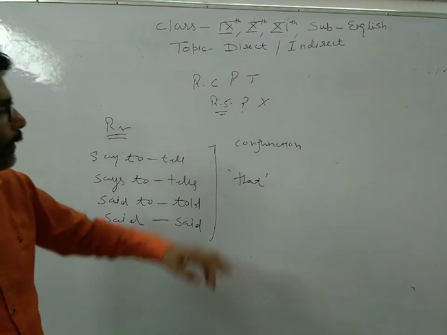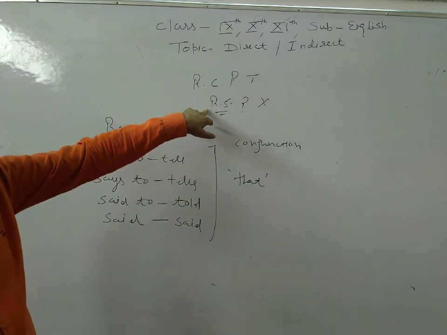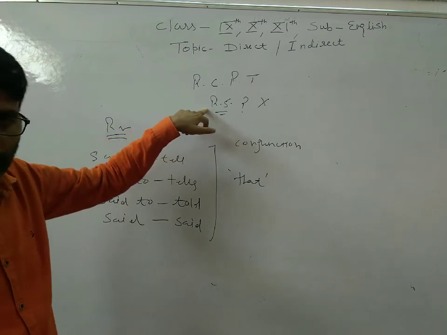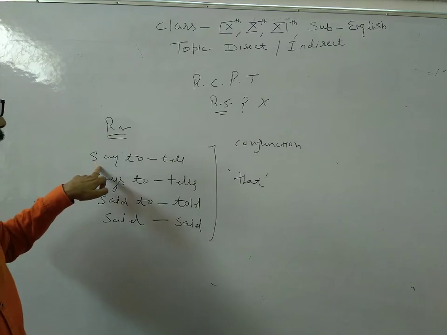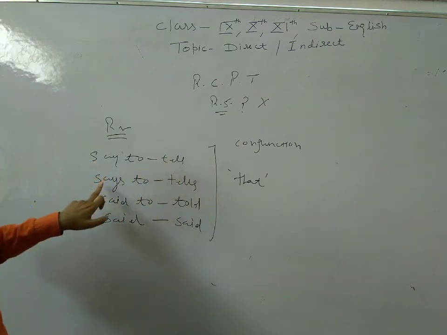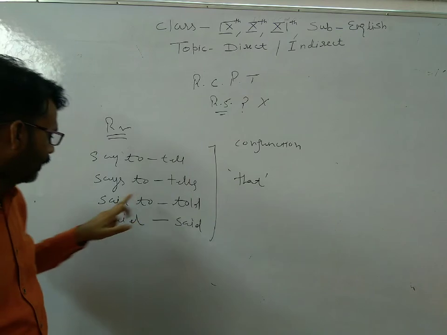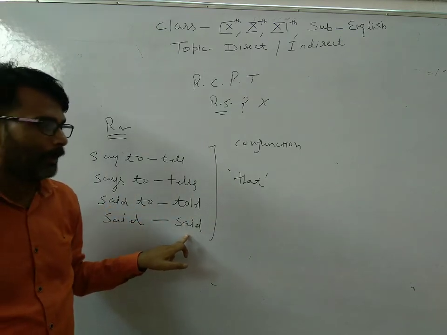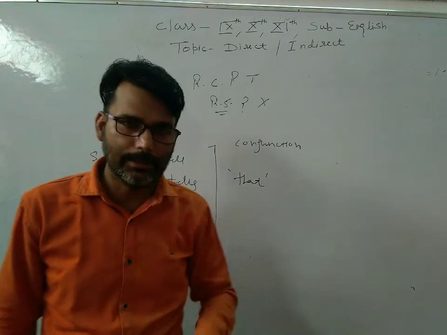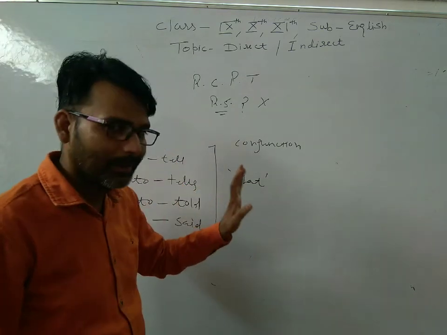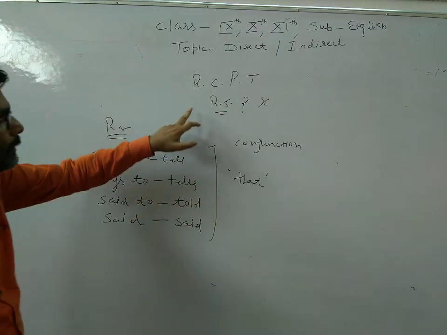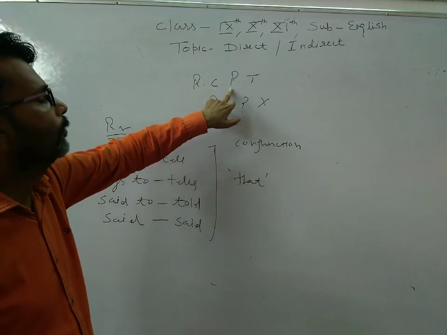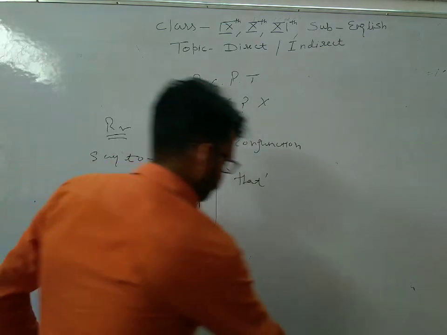Let me clear it again. Your reported speech is simple. It is not interrogative. Then said to will change into tell. Says to will change into tells. And said to will change into told. And said will remain same. And in these types of sentences, students, we use conjunction that. So till there we have discussed reporting verb and conjunctions. Okay. Now we come to the persons.